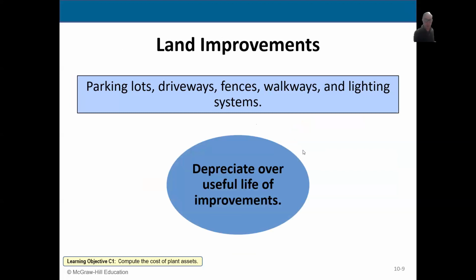And of course, land improvements. Land improvements include things like parking lots, driveways, fences, walkways, lighting systems, things that make the building look nice. Yeah, land improvements. We add those to the total acquisition cost.